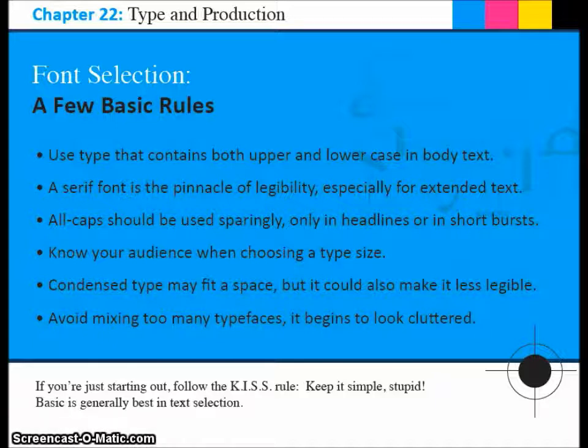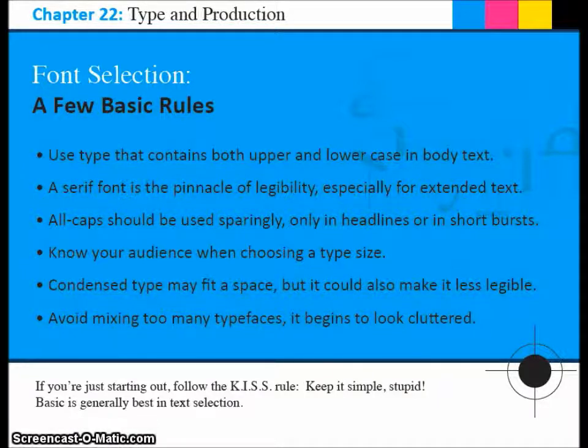You should know your audience when you choose a type size and a font for that matter, because, for instance, older people may not be able to read smaller text. People that come from different cultures may not understand some of the fancy script text that we use, so make it more universal. Condensed type, which may be skinny, may fit a space, but it can also make things look less legible. So don't just worry about the space that you have to fill. You need to worry about readability and legibility.